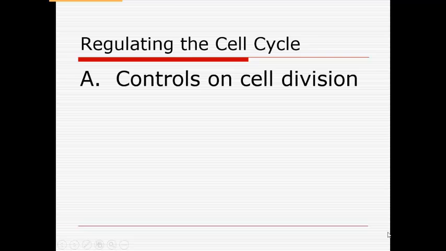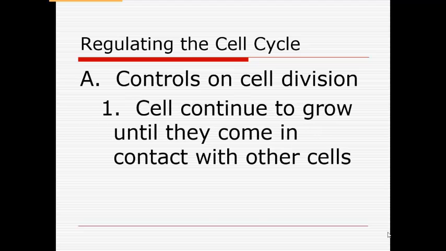In this last video, we're going to look at how your body controls cell division. Just like many other things, cells can sometimes go through the cell division process too fast, and when that happens, it can cause problems in your body. So let's look at what can cause your cells to stop growing. Cells will continue to grow until they usually come in contact with other cells.